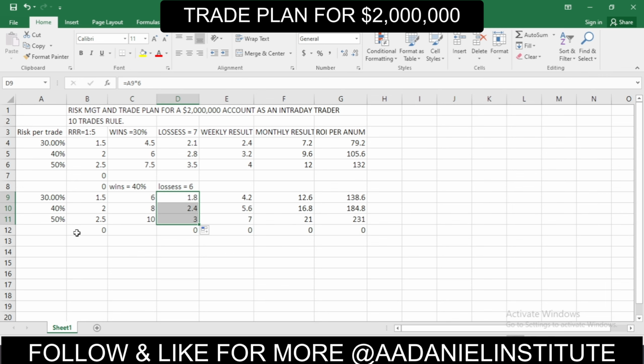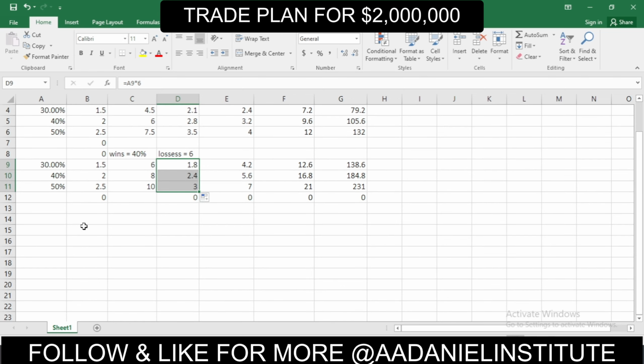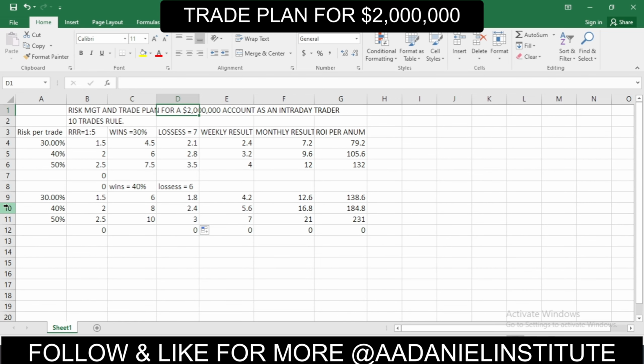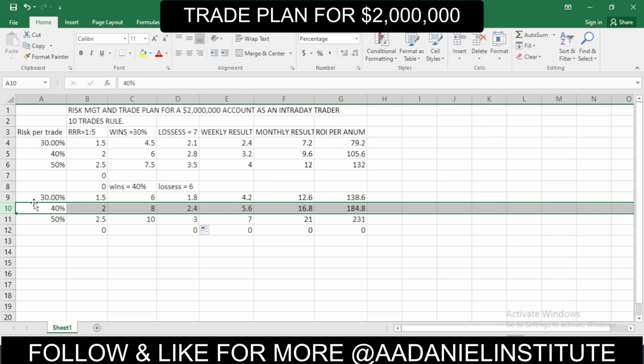So here it means for a 40% win rate, one win will give you 2%. 4 wins will give you 8% of your account if you are right 4 times. And if you are wrong 6 times, you will lose 2.4% of your account. Subtract this from this, you're going to get 5.6%. That is 1 week result.